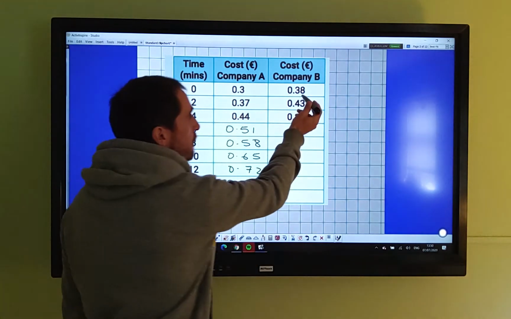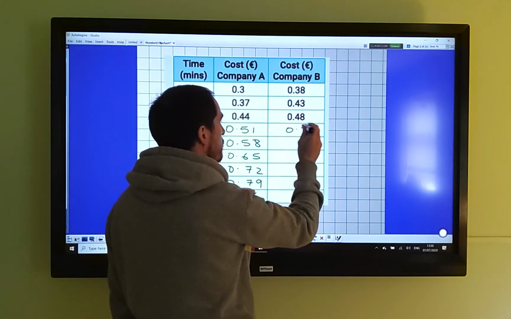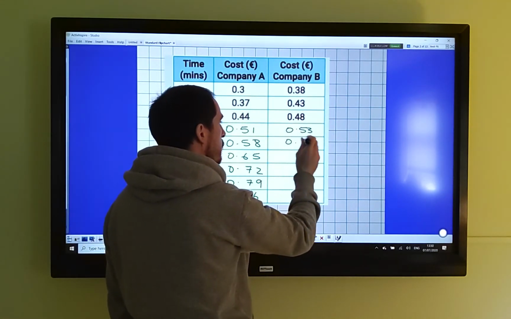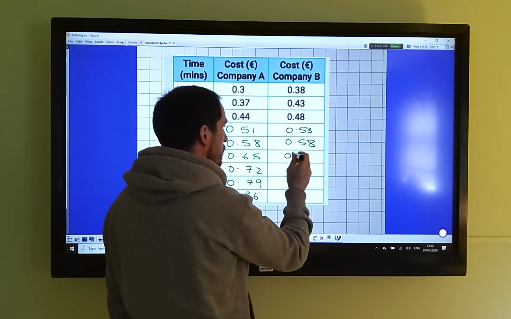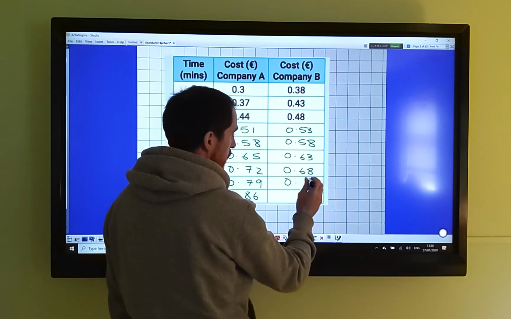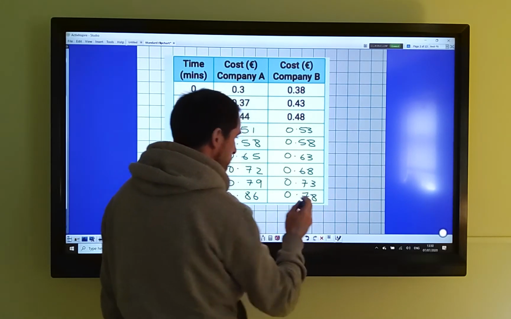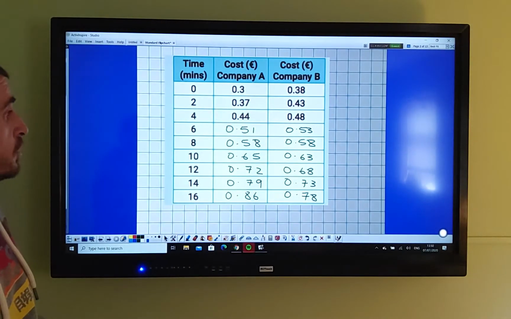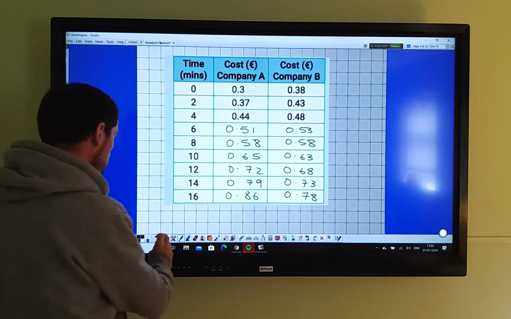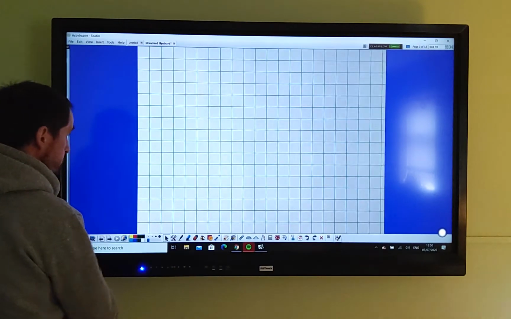This one here, it's going up 5 cents each time. 0.38, 0.43, 0.48. So that's going to be 0.53, 0.58, 0.63, 0.68, 0.73, 0.78. So that's the first part of that question done there. And that's our table filled in. Okay? Now we're going to look at the next part of this question.